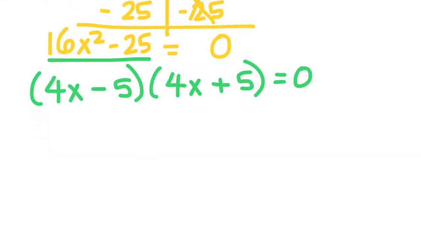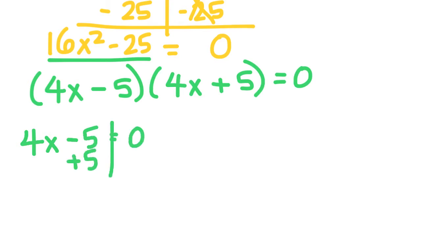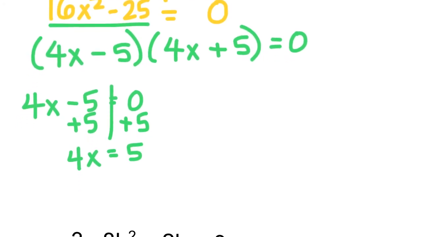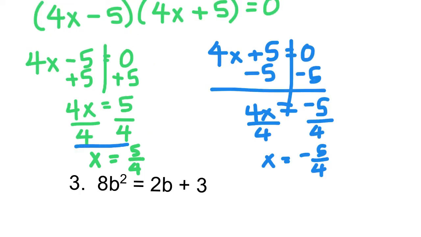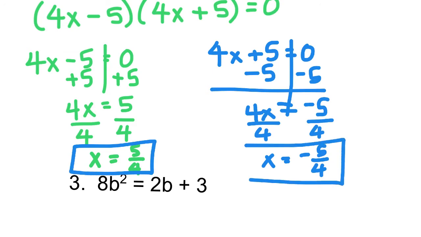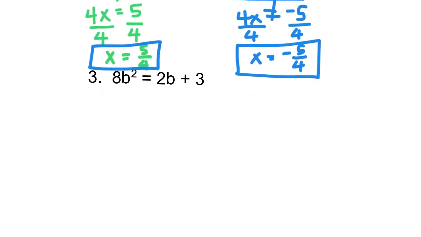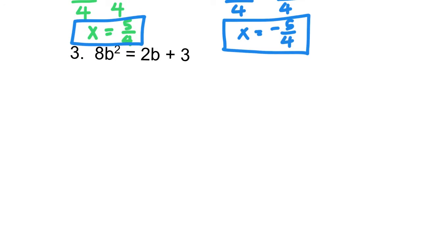Now that we have it factored, we'll take each factor and set it equal to 0 so that we can find the solution. So go ahead and pause the video there as you solve both equations. Now we have the two solutions for number 2, x equals 5/4 and x equals negative 5/4. Try number 3 on your own. Pause the video here, please.